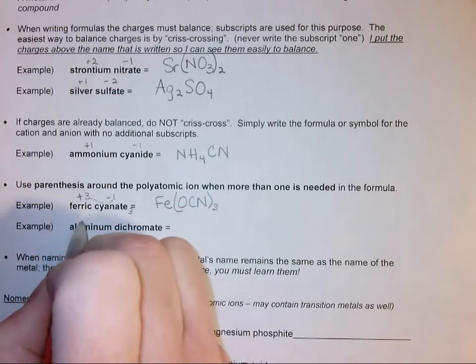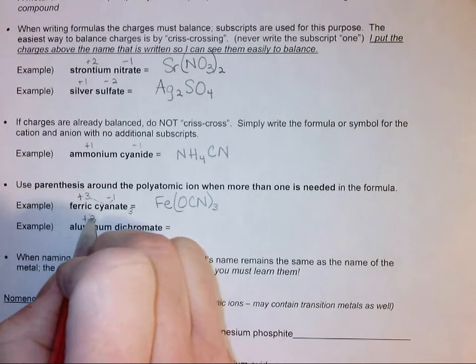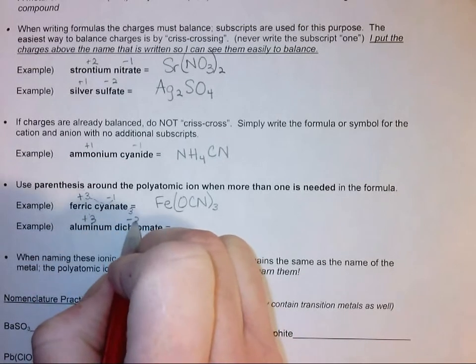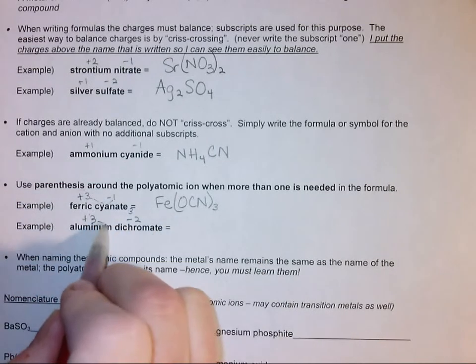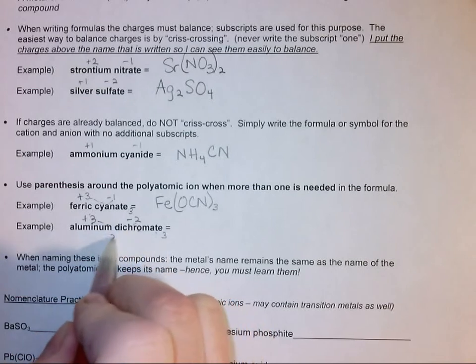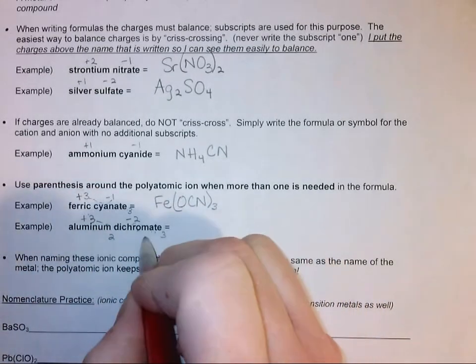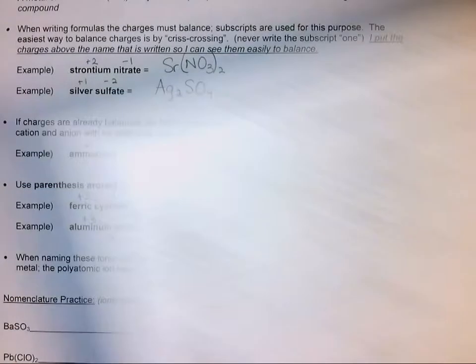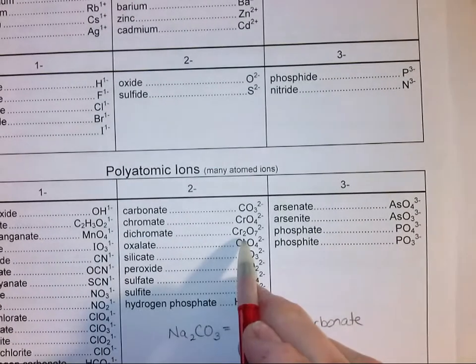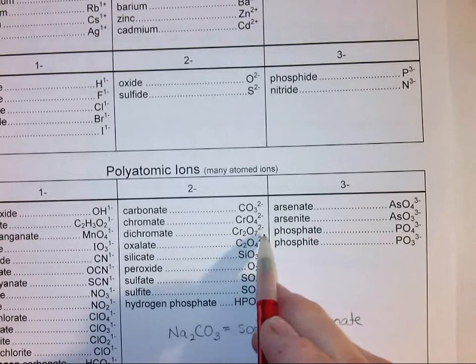Aluminum dichromate. Aluminum plus 3, dichromate negative 2. This is a very good example of crisscrossing. We need 2 aluminums to balance out the dichromate. What's dichromate's formula? Hopefully you know it. If not, look it up, Cr2O7.